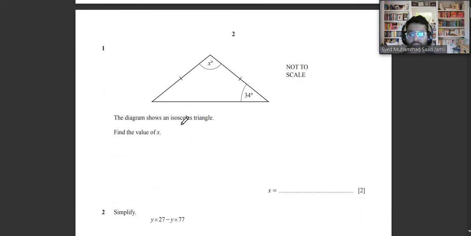So the first question over here, it says the diagram shows an isosceles triangle, find the value of x. Look guys, whenever you have an isosceles triangle, it means both these sides are the same. So if this side is 34, this side will also be 34. So x plus 34 plus 34 is equal to 180 degrees, because the sum of a triangle is 180.